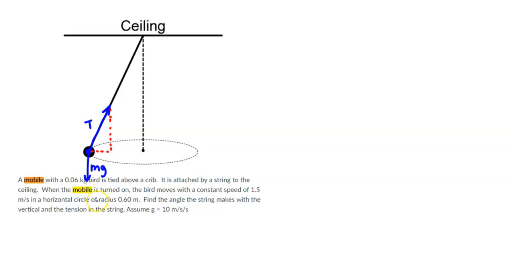So they want the angle the string makes with the vertical, so that angle that's being requested is this theta. Knowing that, the legs of the triangle made by those two vectors: this one would be T cosine of theta because it's adjacent and T is the hypotenuse, and that one would be T sine of theta.